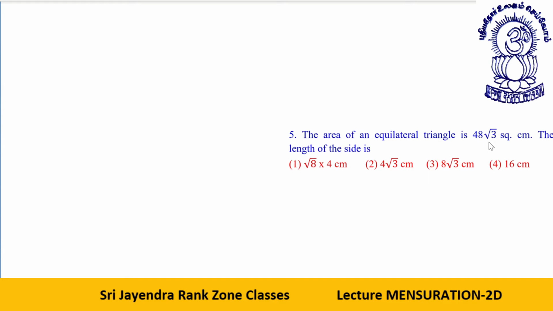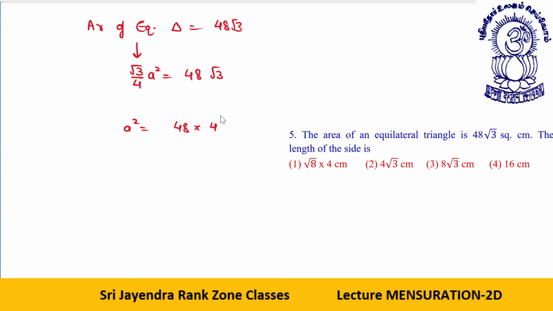The area of an equilateral triangle is given to you as 48 root 3 square centimeter. Length of the side is, see, what is the area of an equilateral triangle? That is root 3 by 4 A square. This is given to you as 48 root 3. Root 3 and root 3 cancel, so this will give you A square as 48 into 4, or A square will be 4 into 4, 16 into 3 into 4. That finally gives you what?